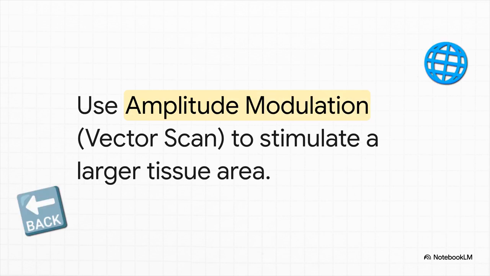Now, scenario 2. A patient presents with diffuse, widespread low back pain. This time, a static field just won't cut it. The solution is strictly amplitude modulation. You need that vector scan. By dynamically altering the current amplitude, that cloverleaf pattern sweeps all across the tissue, effectively stimulating a much larger area of non-specific pain. You get way better coverage and, honestly, vastly improved patient comfort.